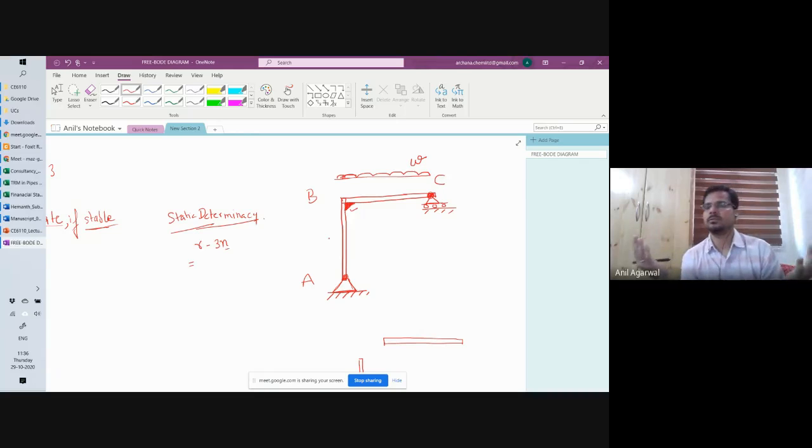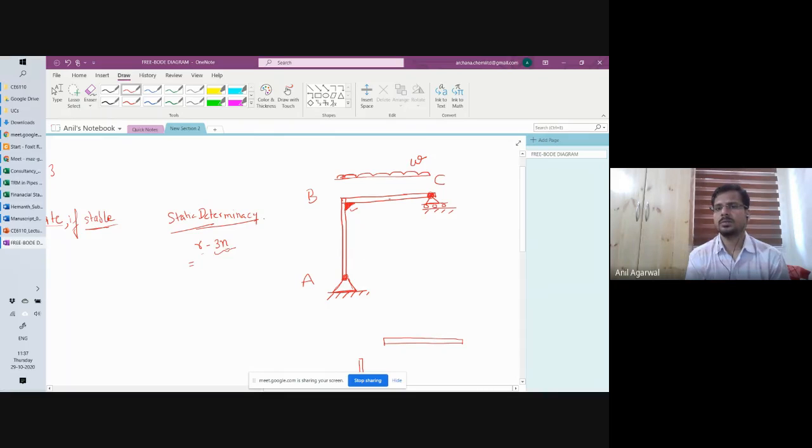So the moment balance equation was not available. But in this case, each part, wherever I split it, is going to give me how many equations? 3 equations: sigma Fx = 0, sigma Fy = 0, sigma Mz = 0. So that's why 3n, that is for each part, and r is the number of unknowns.